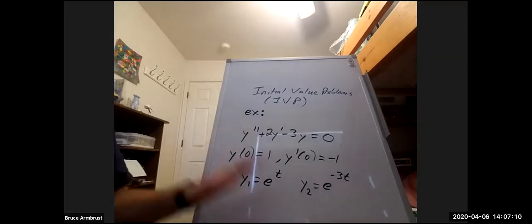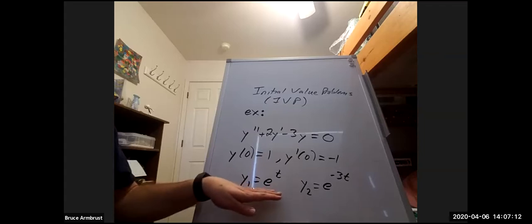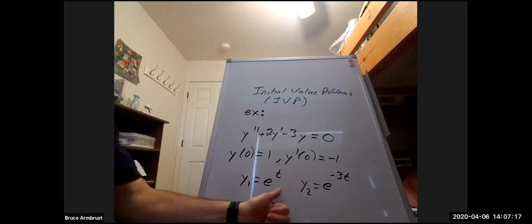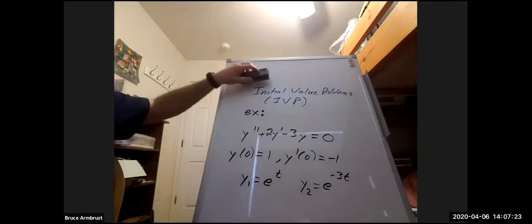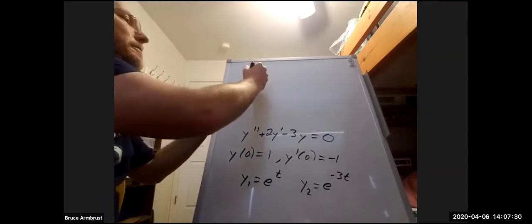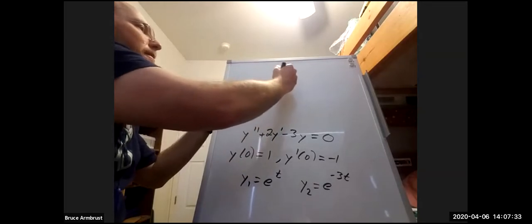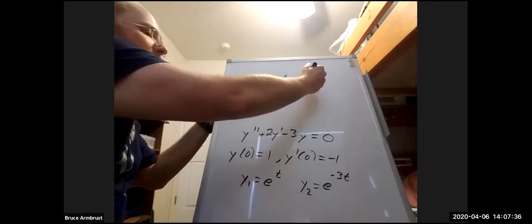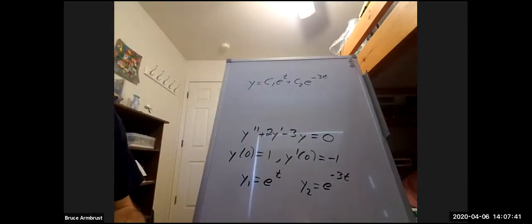All right, so there are our solutions, or at least a basis. They are linearly independent. Clearly, one's not a multiple of the other. So they do form a basis. But let's see if we can figure out what the C's are. So in general, our solution looks like this. It's y equals C1 e to the t plus C2 e to the minus 3t.